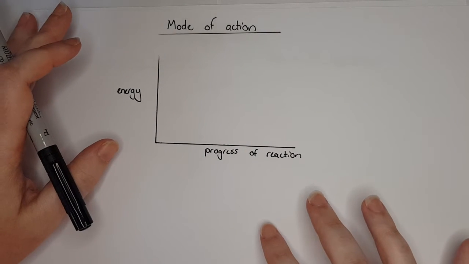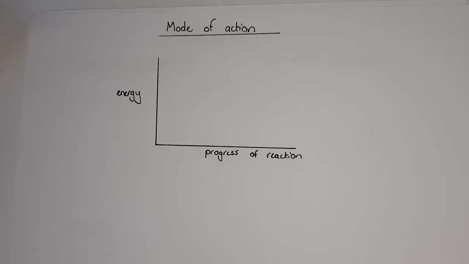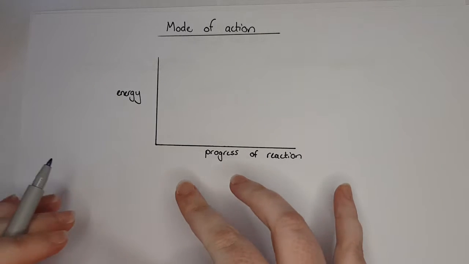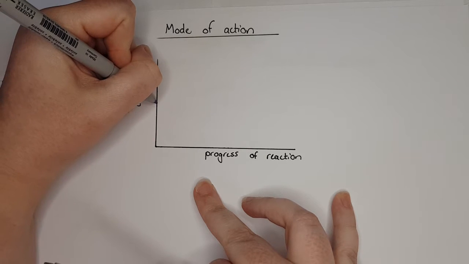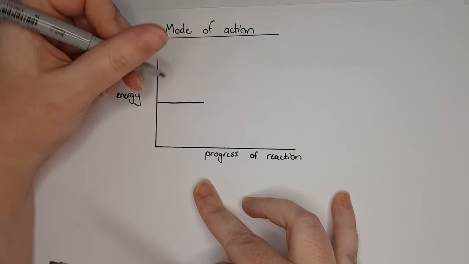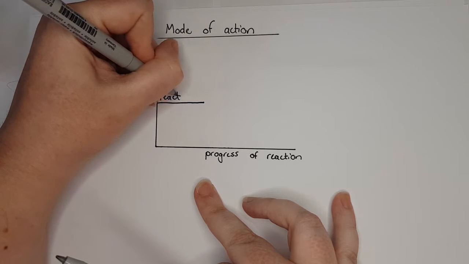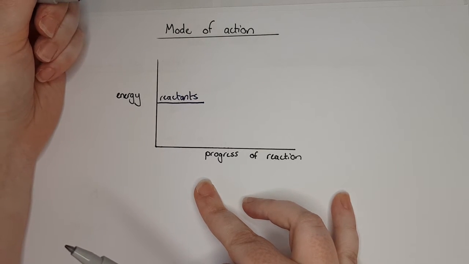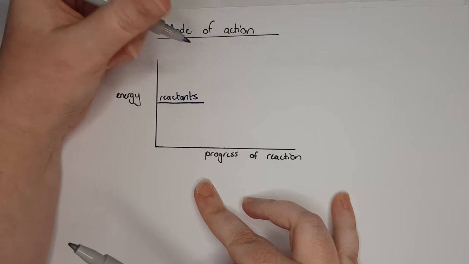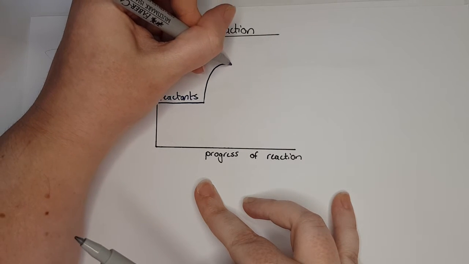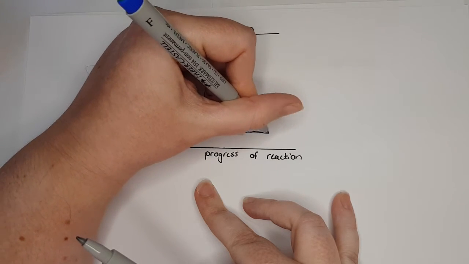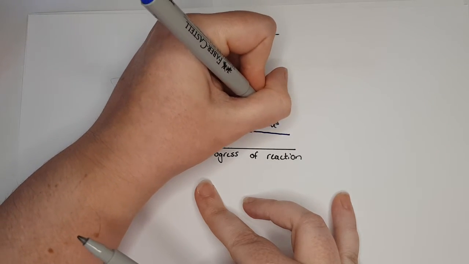So if we look at what we call the mode of action, that is how enzymes work. We can look at how enzymes work by first looking at a graph of energy versus the progress of a reaction. A reaction is going to take place and it has to have a certain amount of energy. So we are going to have reactants that are going to react together at that energy, and when they react, they need to overcome a certain amount of energy before they can become products.